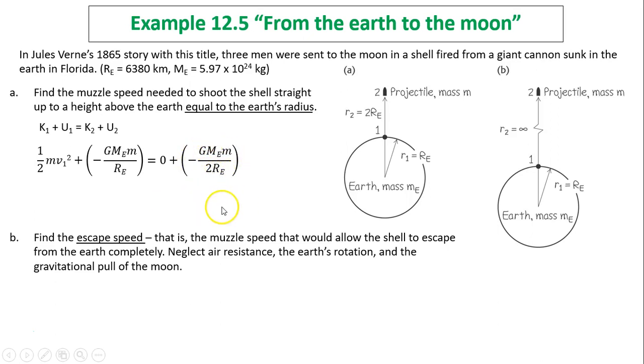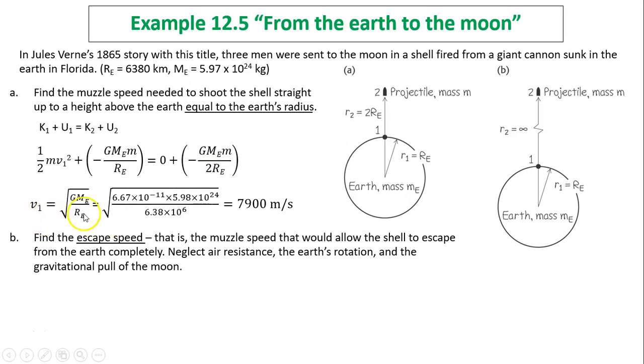So from this expression, you can solve for v1. v1 equals the square root of G M_E over R_E. Substitute all the numbers and you'll have 7,900 meters per second. That is the muzzle speed to shoot the shell straight up to one radius above Earth's surface.